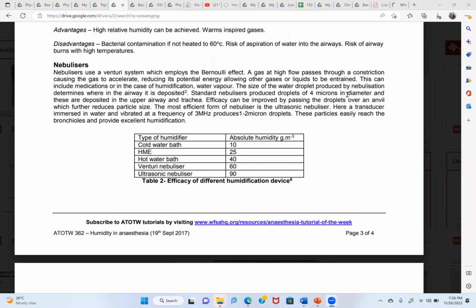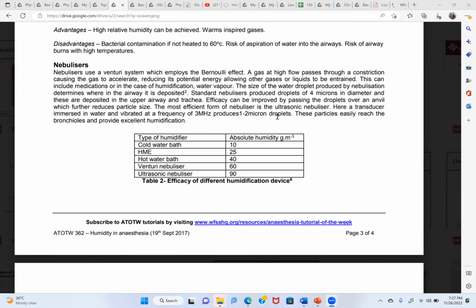The size of the water droplet produced by nebulization determines where in the airway it is deposited, as we discussed, that it should be around 1 micron. If it is more than 5, it will be in the trachea, or if it is more than that, it will be creating problems. Standard nebulizers produce droplets of 5 microns in diameter, and these are deposited in the upper airway and trachea. In fact, efficacy can be improved by passing the droplets over an anvil, which will further reduce particle size. The most efficient form of nebulizer is the ultrasonic nebulizer. Okay, it has a transducer immersed in water and vibrated at a very high rate, producing 1 to 2 micron droplets.